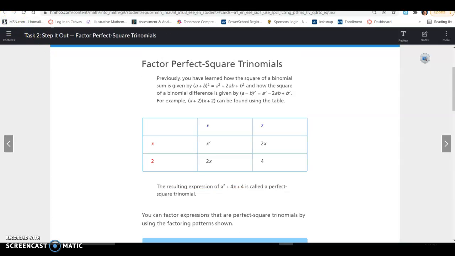Lesson 17.4, task 2. Factor perfect square trinomials. All right, again, this is another special formula that you need to know.